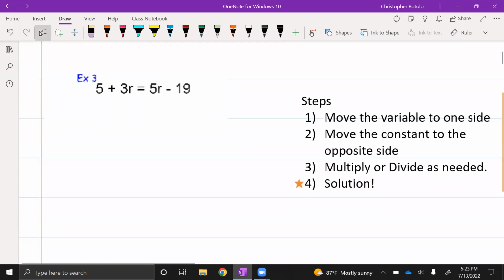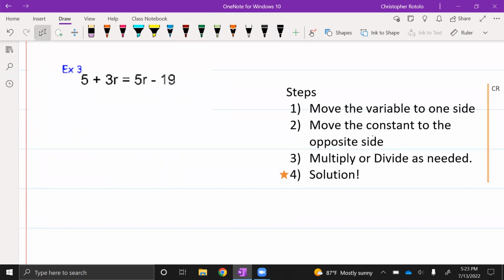All right, I do have some generic steps on the side. Move the variable to one side. See, it's generic. You can go either way with this. So as I look at it, I got 3r and 5r. So for me, I'm trying to keep things positive. So subtract 3r. If you want to go the other way, you can. So on the left-hand side, all that I have left is 5. 5r minus 3r is 2r minus 19.